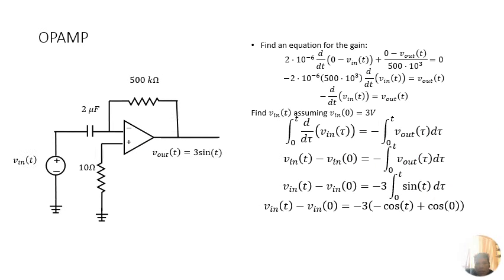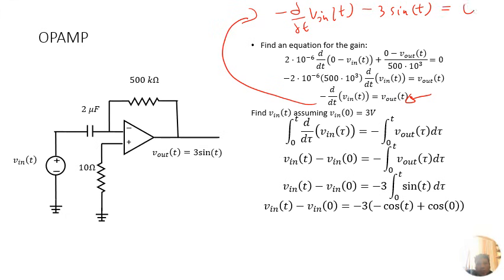Okay, so let's continue with this. In the previous slide, we got to this point where V out was actually 3 sin t. I basically wrote negative d/dt of V_in(t) minus 3 sin t equals 0. Well, this is actually just V out. So if I move this to the other side, I get that equation there.